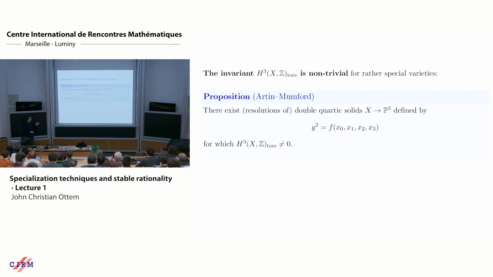But this is still interesting because these threefolds are close to being rational. They're unirational, meaning that there's a dominant rational map from P3 into X. It's not a one-to-one map, but it's a degree 2 map. So this X is very close to being rational, but it's not rational because it has a non-trivial Artin-Mumford invariant.